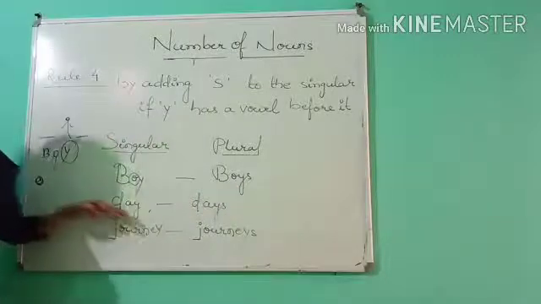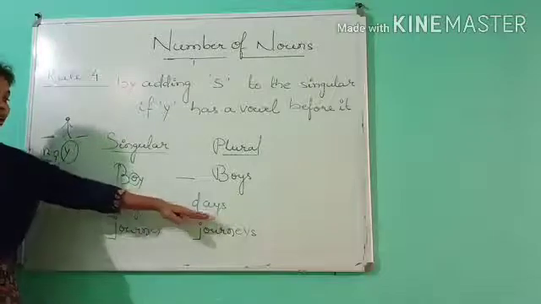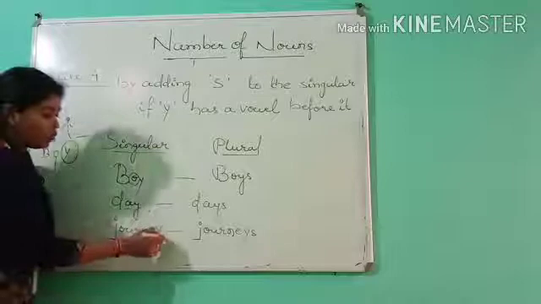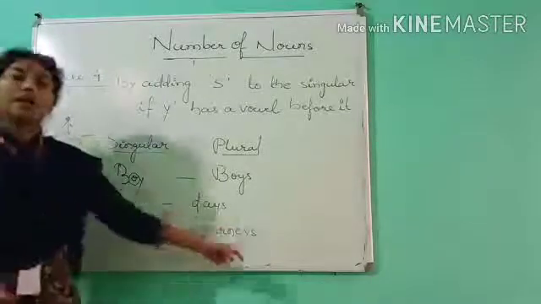Here, day. A is also a vowel before Y. Okay, so days. We add S and it becomes days. And the last word is journey. Again, in this journey, before Y there is E. That is a vowel. So we need to add S to it.